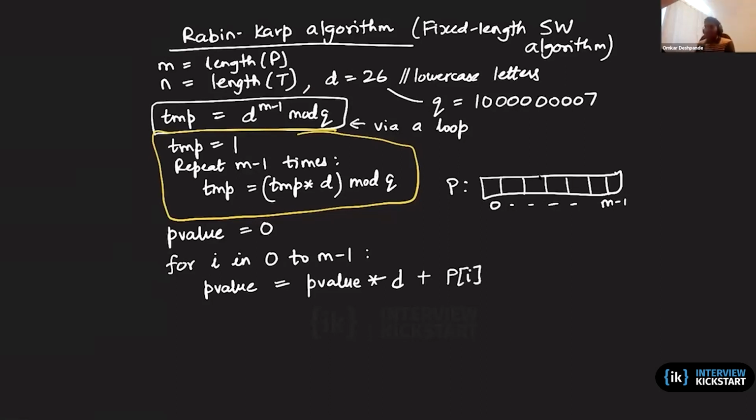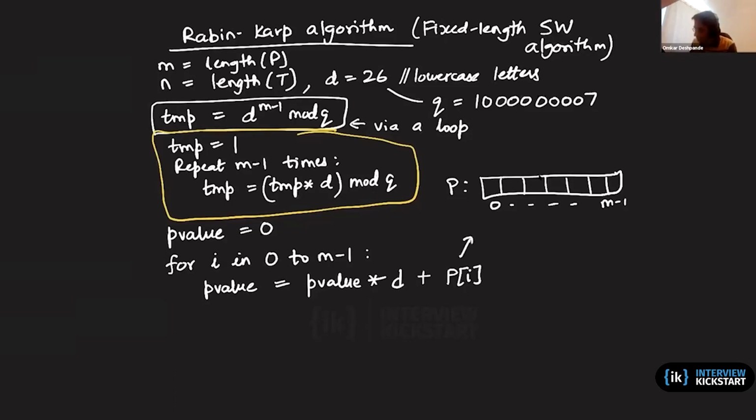Now P of I, strictly speaking, is a character. It's not a digit. So what we will need to do is to convert it into a digit. If we are talking about a base 26 system, we would need to convert P of I to its ASCII value, and then maybe subtract the ASCII value of little a from it to get a value in the range from 0 to 25.